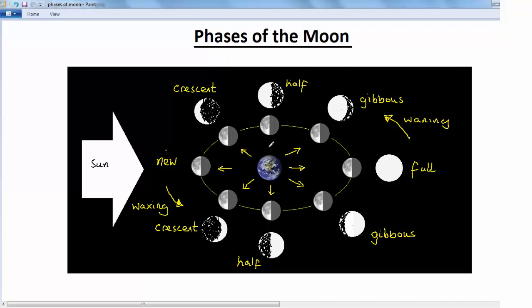To summarise, really, the phases of the moon are really the views that we have on Earth of the illuminated and shaded parts of the moon as it moves in its orbit around the Earth.